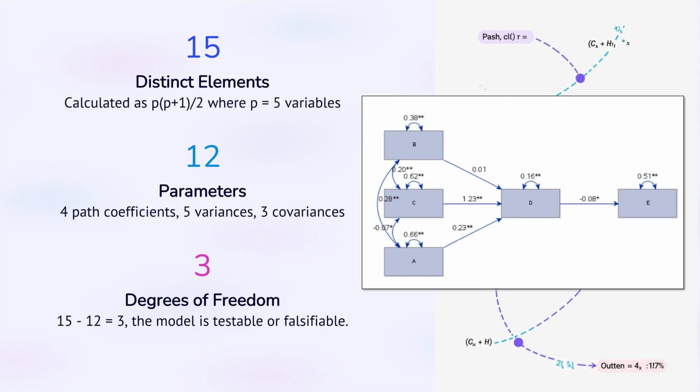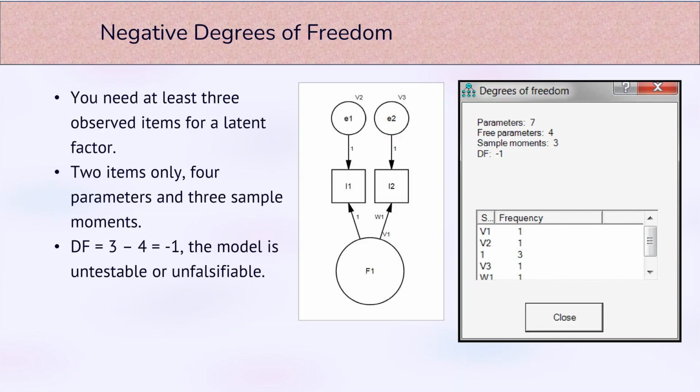However, if the number of parameters to be estimated is more than the number of distinct elements, or the two are equal, the df becomes negative or 0, and thus the model becomes untestable or unfalsifiable. Specifically, you need at least 3 observed items for a latent factor. If there are 2 items only, then there will be 3 distinct elements, sample moments, and 4 parameters to be estimated. As a result, df = 3 - 4 = -1. The model is untestable or unfalsifiable.